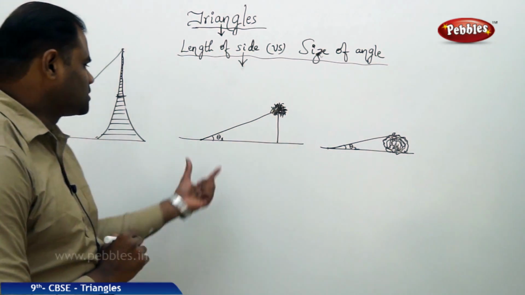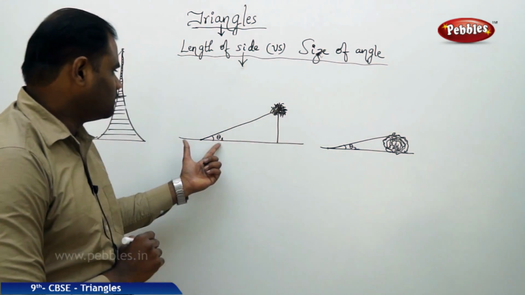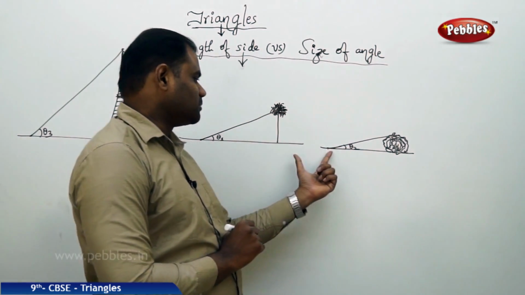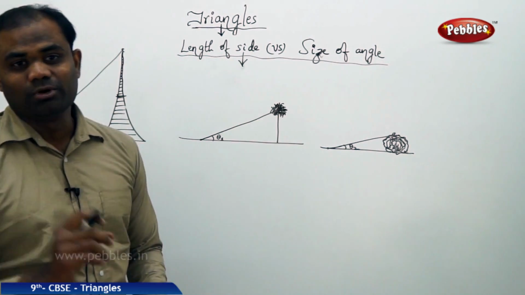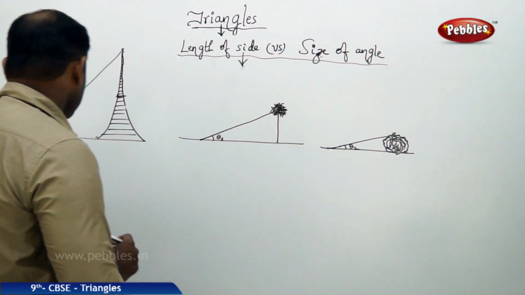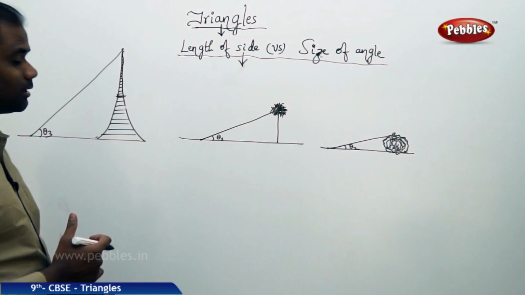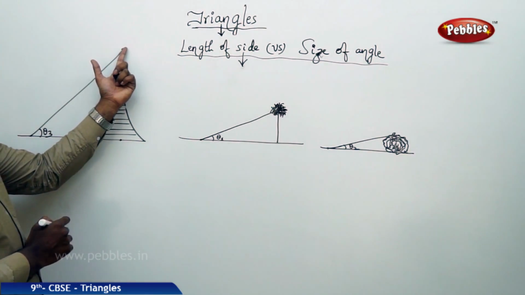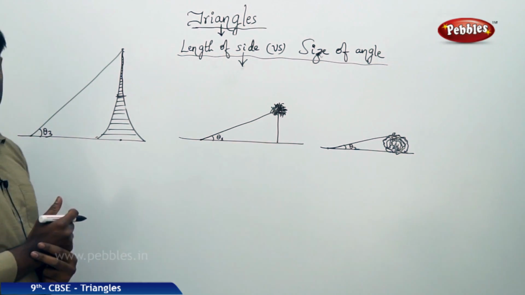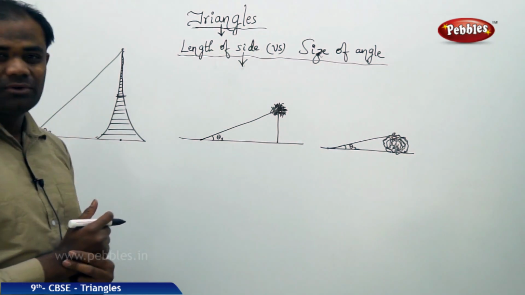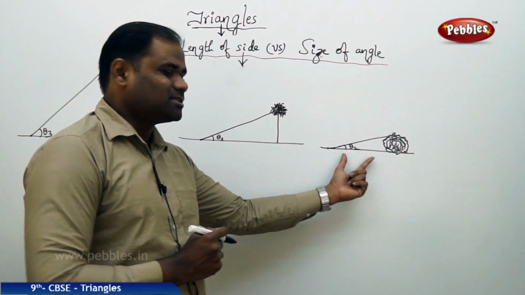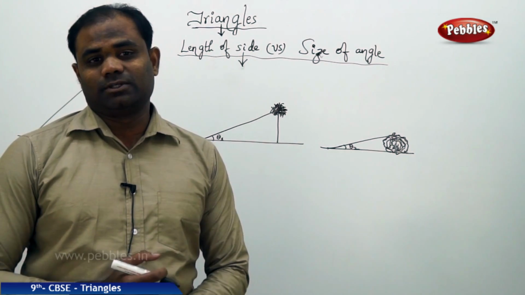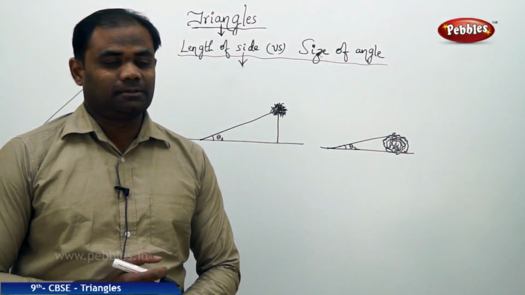I have three cases: theta 1 where I observe the top of the palm tree, theta 2 where I'm at the same distance and observe the top of the bush in the lawn, bush in the park, and I'm at the same distance where I observe the top of the tower, which is theta 3. How do we connect the relation between angles theta 1, theta 2 and theta 3 is the biggest question out here.